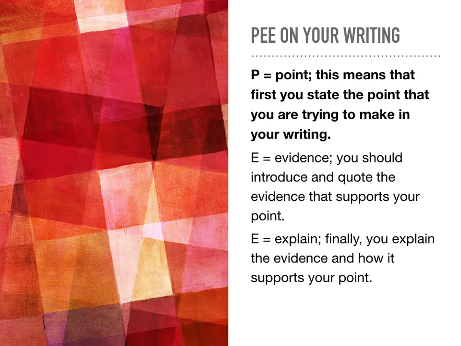Formal writing nearly always demands that you support your ideas with evidence. In English and many other subjects, you need to include specific quotations or references to the text. The acronym PEE helps you to remember how to do this. P stands for point, so first you state the point that you're trying to make in your writing.